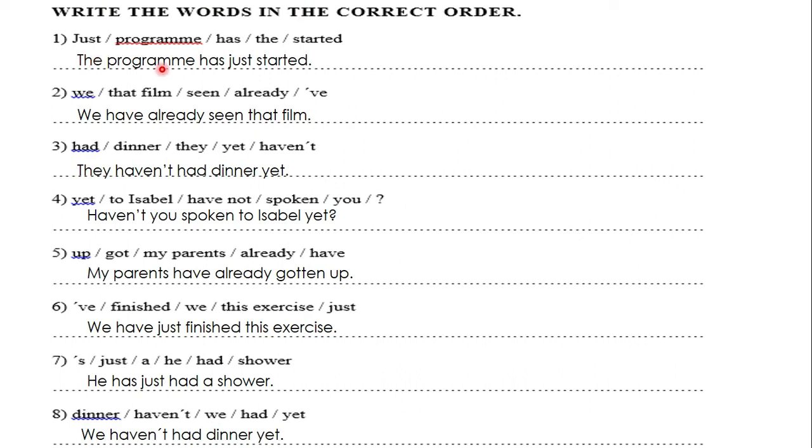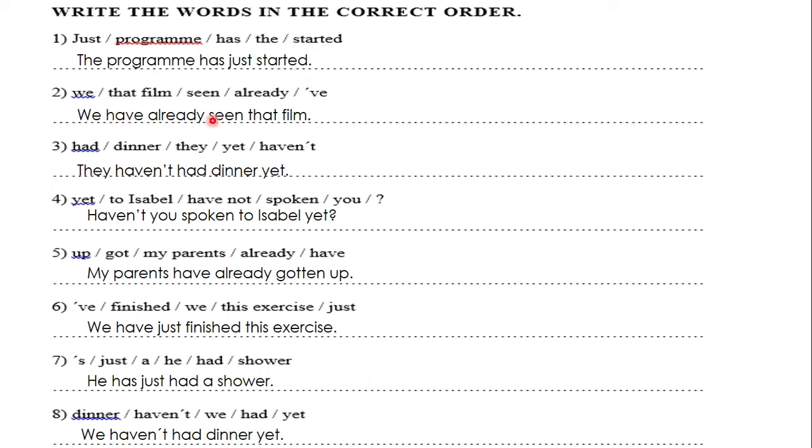The program has just started. Okay? Just es para decir que acabo de terminar la acción. ¿Ya? Acabo de terminar la acción. So, the program has just started. Es decir, el programa acaba de comenzar. ¿Okay? La acción de comenzar ya recién sucedió. So, just comes between the auxiliary have or has and the past participle of the verb.